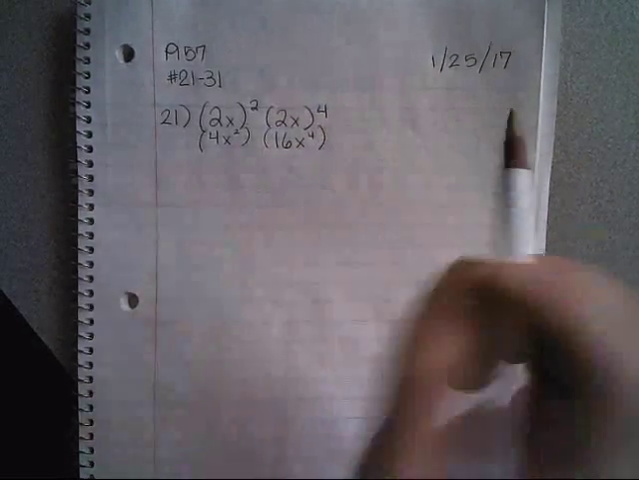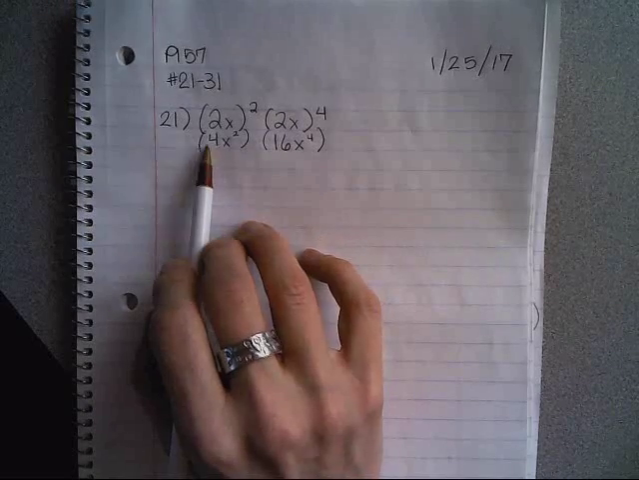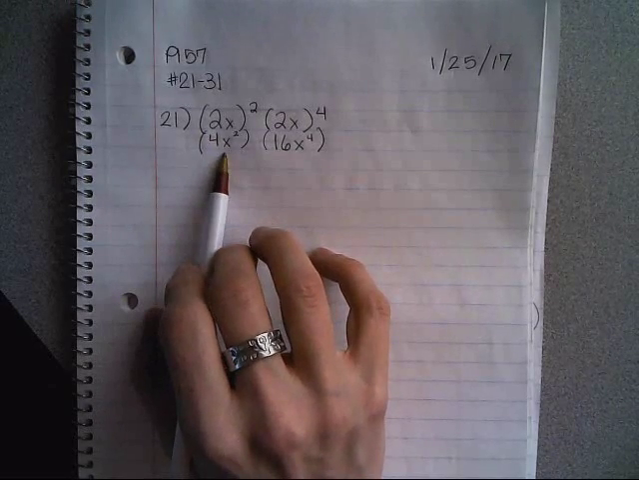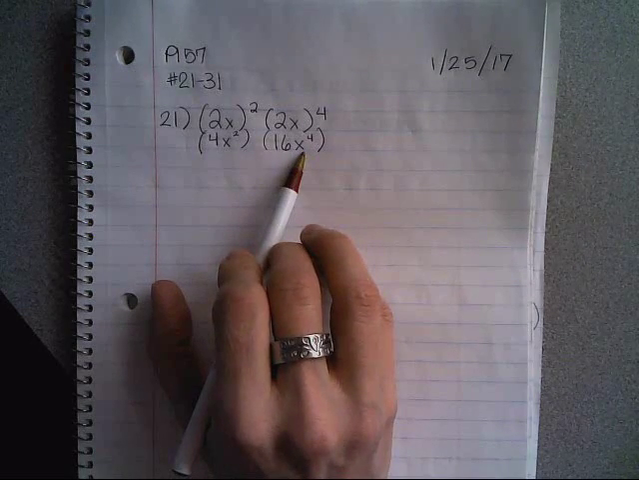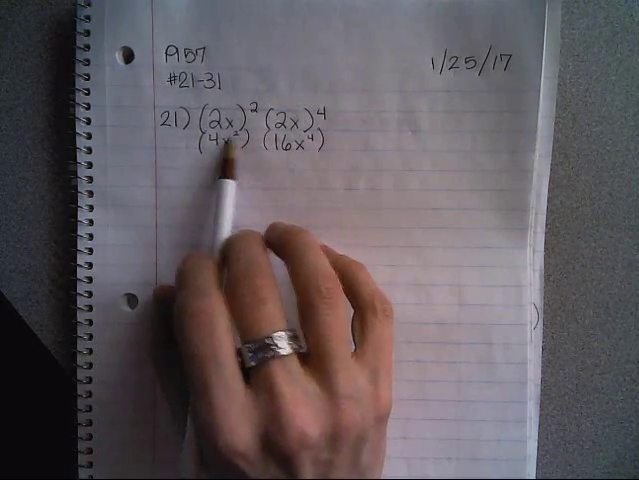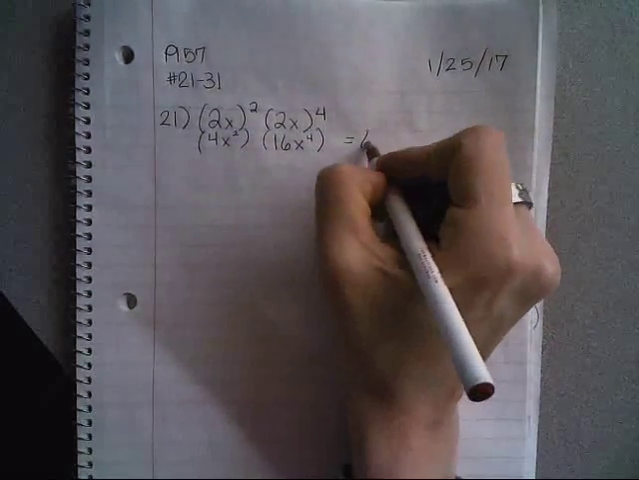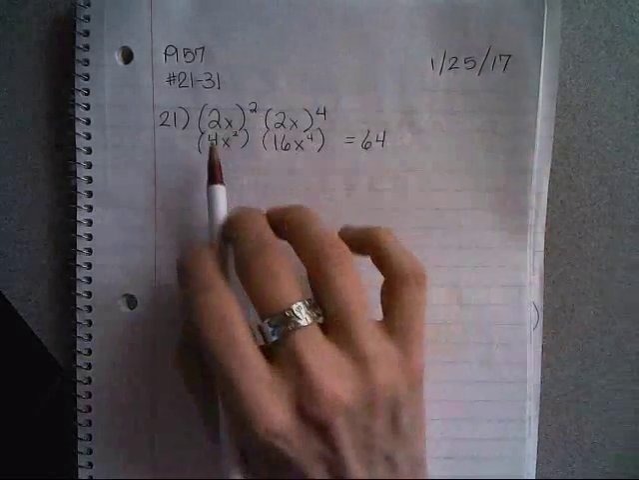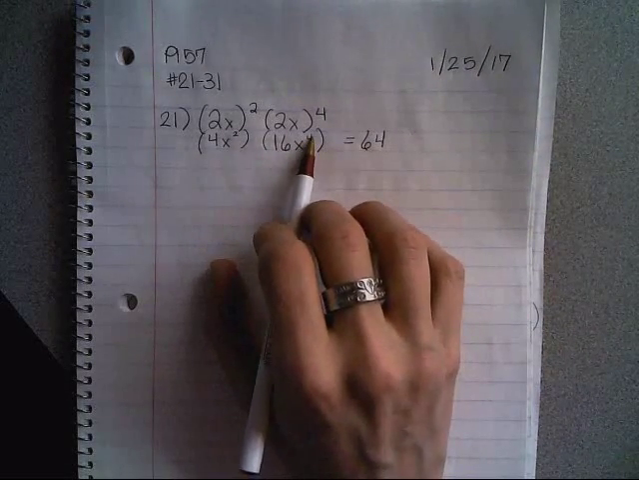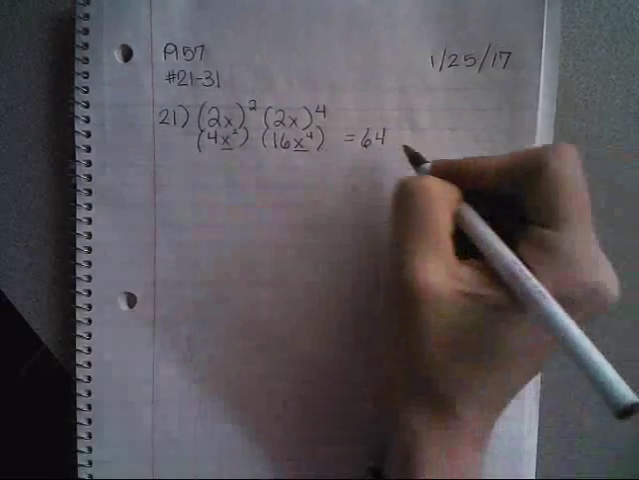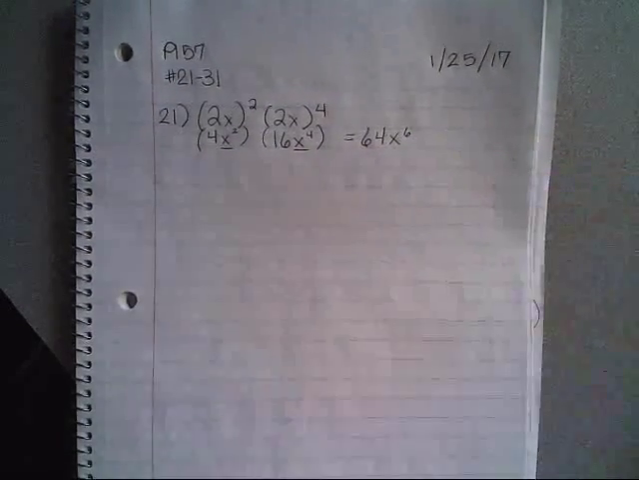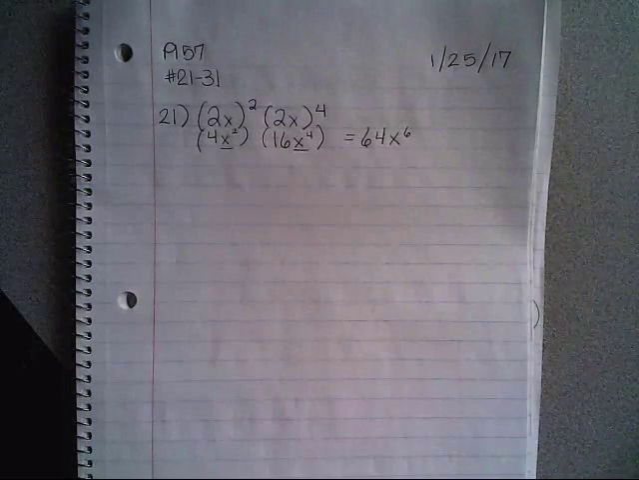Good. So now you're left with the product of 4x squared and 16x to the fourth. Find the product of 4 and 16. You should have gotten 64. And x squared, x to the fourth. Bases are the same, the x and the x, so you add your exponents. And that's the end of that one.